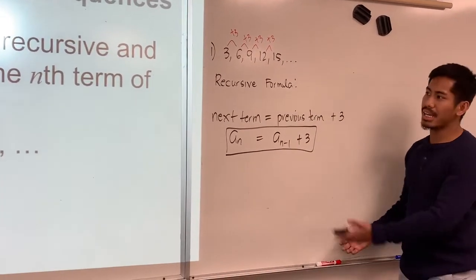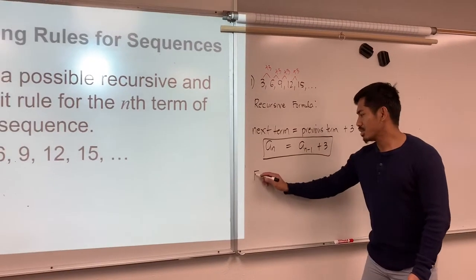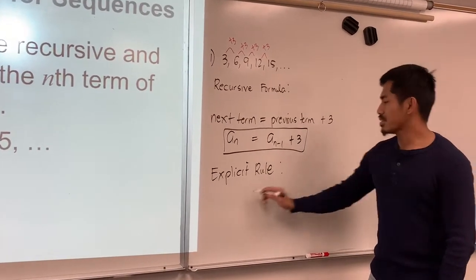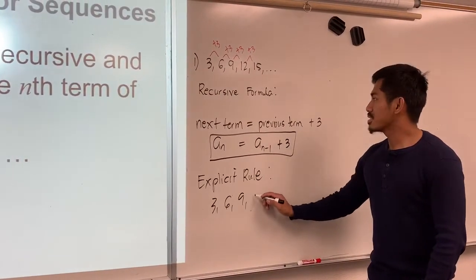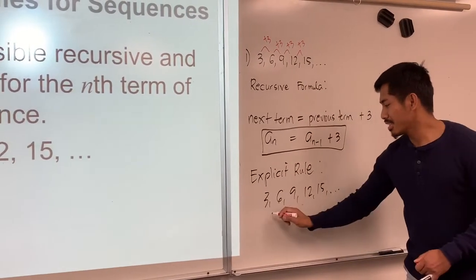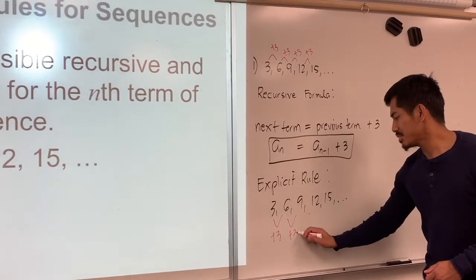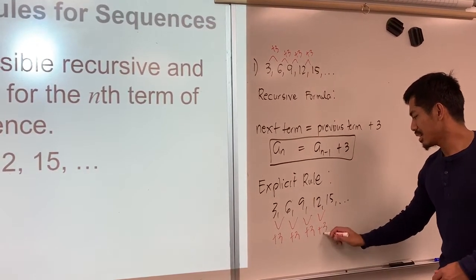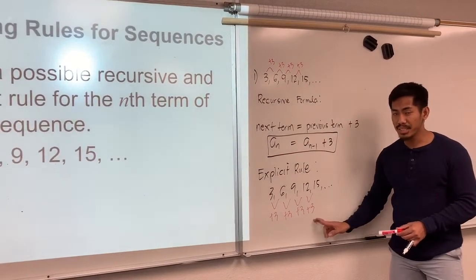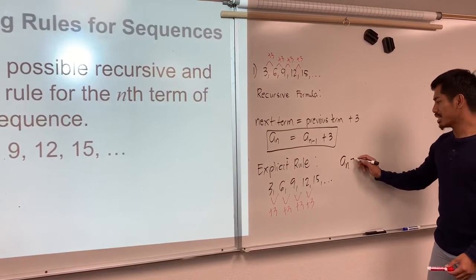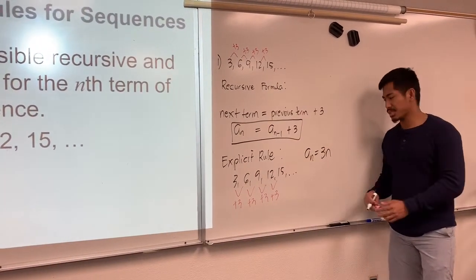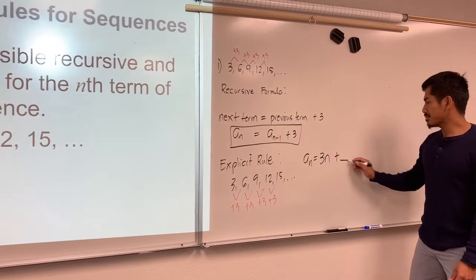Now the challenge here is, how are we going to write the explicit rule? Wait, how are we going to write this? So let's list first. Again, noticing that we're adding 3 constantly here. If we're going to go back to the things you learned about slope, 3 here represents a slope. So we will have the formula a sub n equals 3n. That is like following the format of y equals mx plus b, plus something.